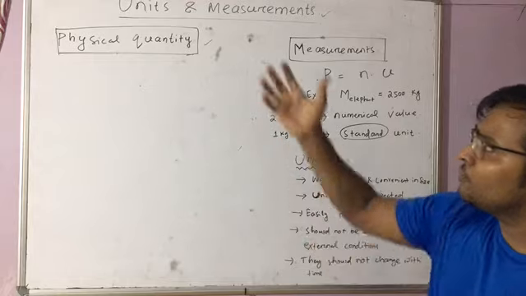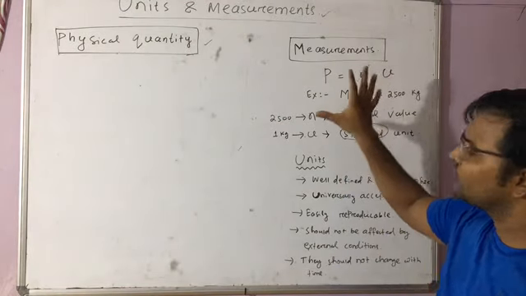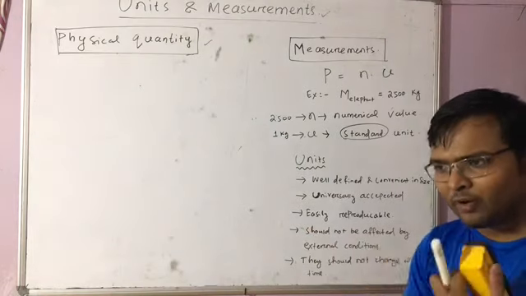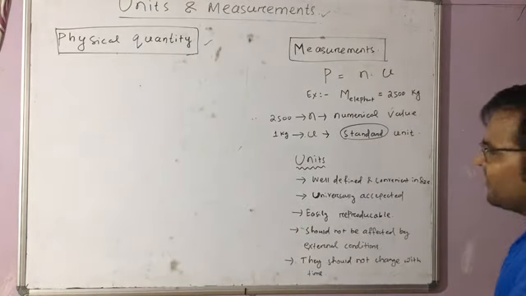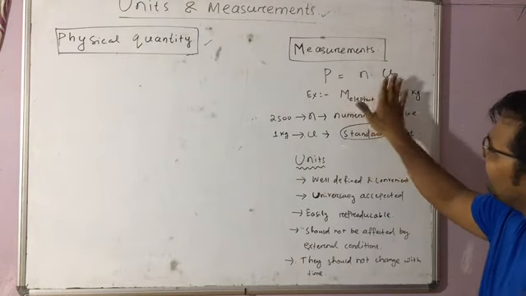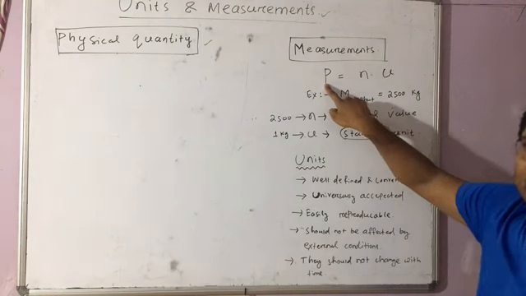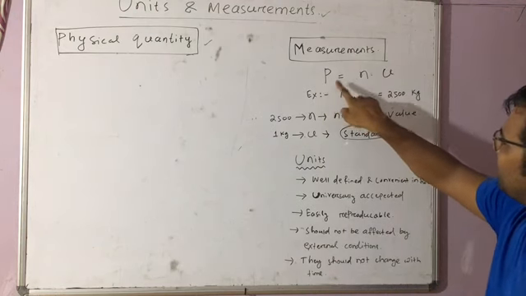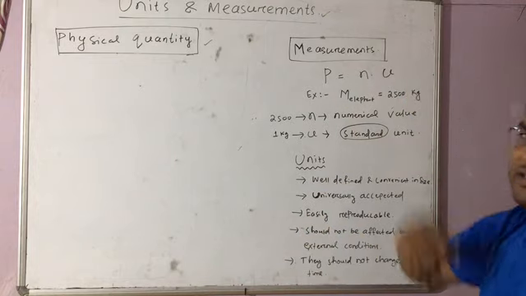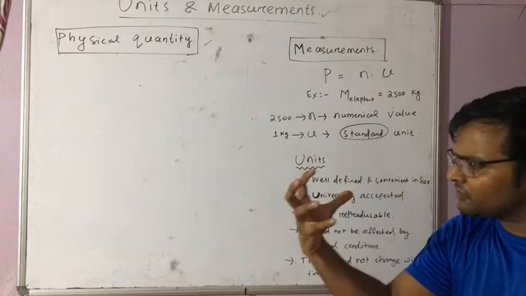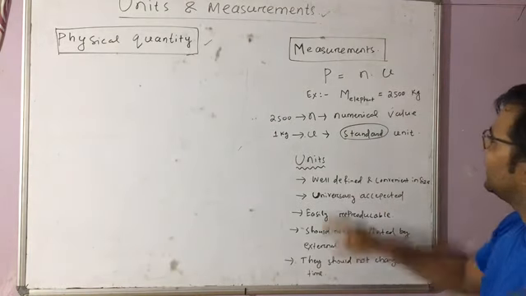Then comes your units. We must measure the quantity for our use. So for any measured physical quantity, we can express our result like this. This is a measured quantity: P = N × U. Any measured quantity can be expressed in this way. Here P is the measured physical quantity, N into U.